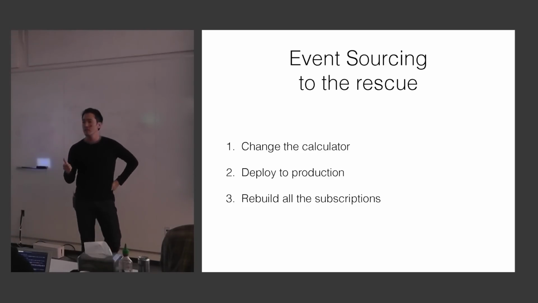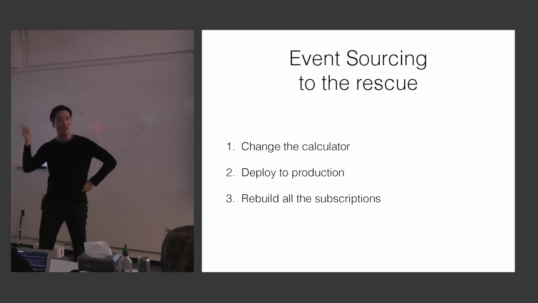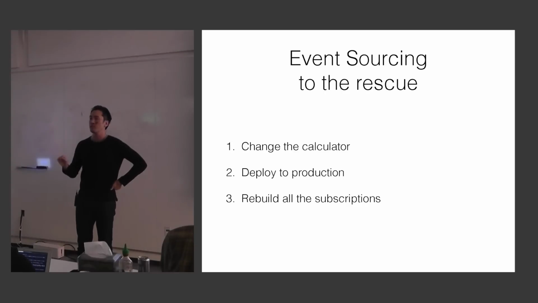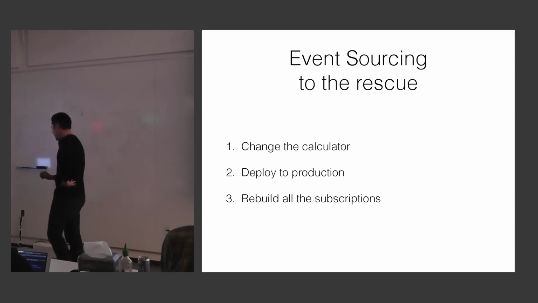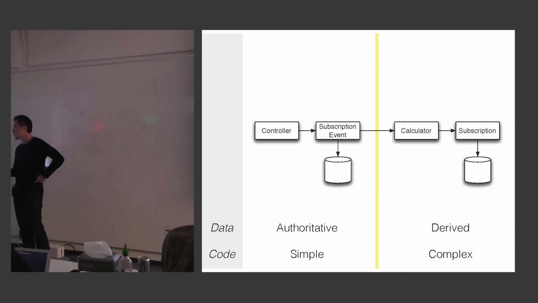You change the calculator, which fixes the source of the bug. You deploy the code, and the tests pass, all that good stuff. You deploy the code to production, and then you rebuild all the subscriptions, every single one. Which sounds pretty aggressive, right? All of them? But here's the thing.